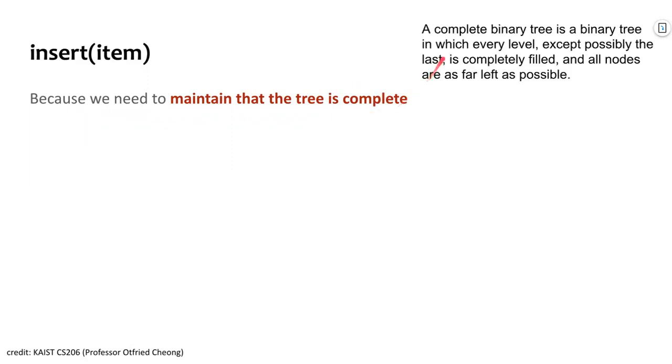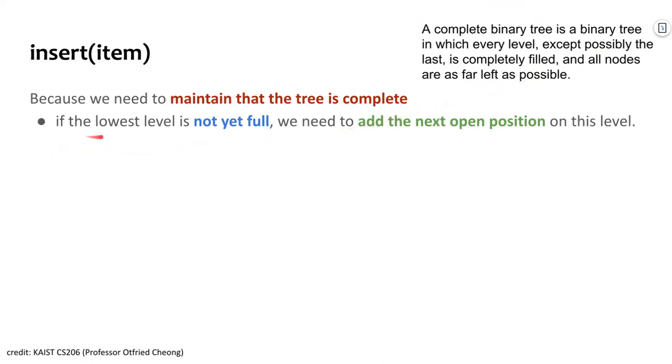And insert item is somewhat complicated because we need to maintain that the tree is complete. And what does it mean by complete? A complete binary tree is a binary tree in which every level, except possibly the last, is completely filled, and all the nodes are as far left as possible. I'm going to show you a picture and describe what this property complete means.